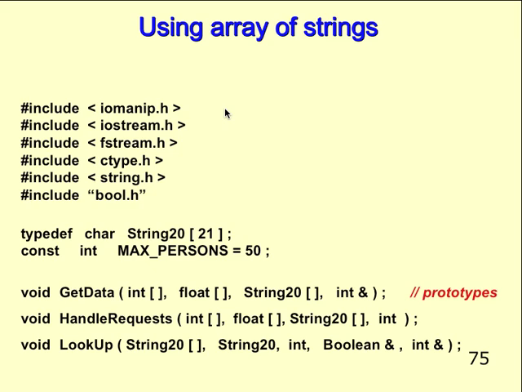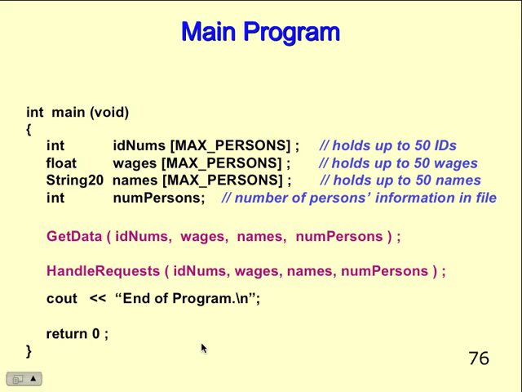So in terms of using an array of strings, here are some more examples. What we're looking at here are function prototypes: get data, handle requests, lookup. Following along with our same example, we can write a program to hold up to 50 IDs. So we have integers, floats, and strings again, along with the number of people. Now we can create functions where, when we send the information to the function, we can automatically change it. We can populate the array, get the IDs, do all sorts of automations with it. So get the data, handle requests, and then end the program.